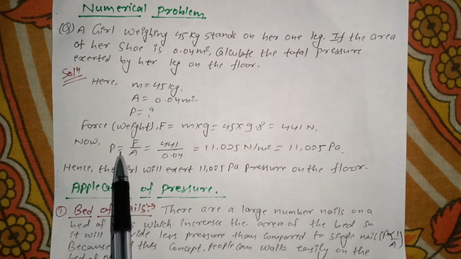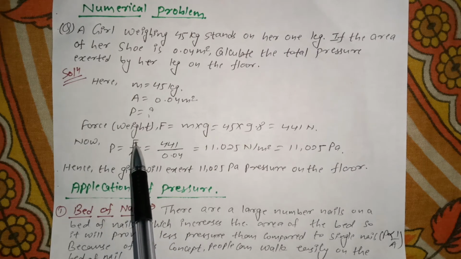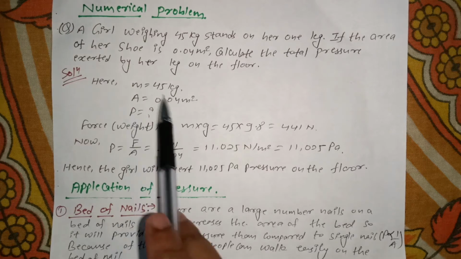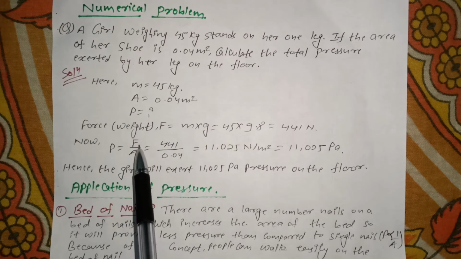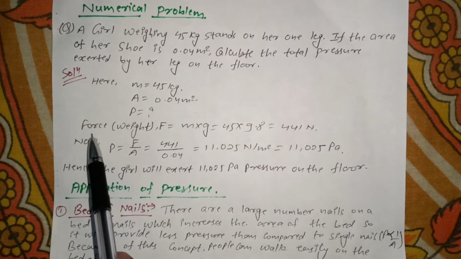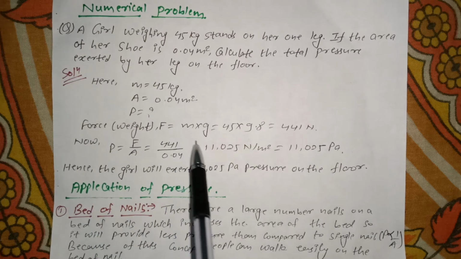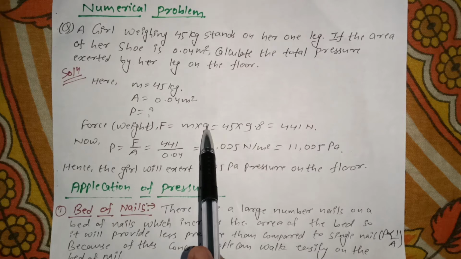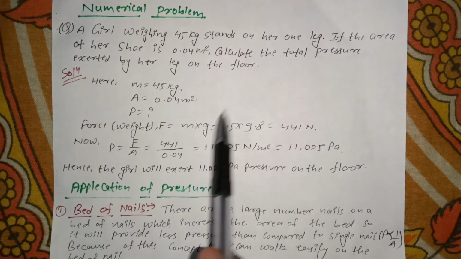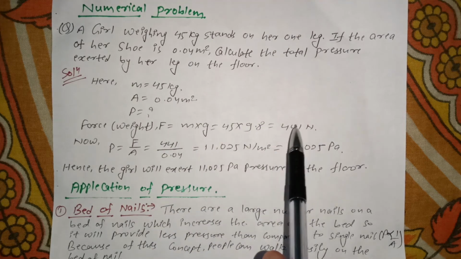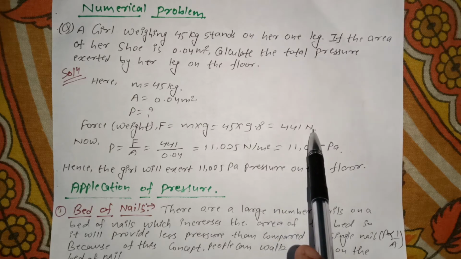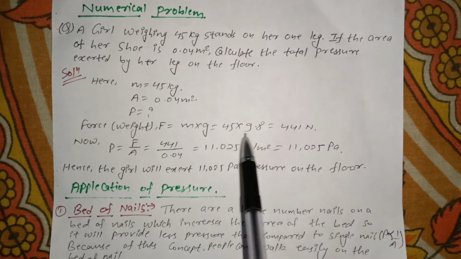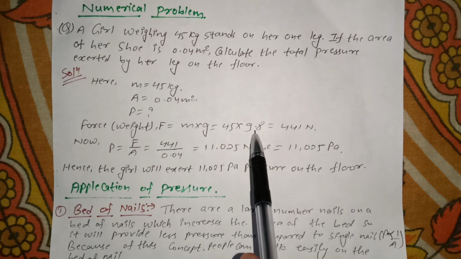Now from the formula of pressure we know that P is equal to F by A. Here A is given but we need to calculate the force, right? So the formula of force is m into g, where m is the mass and g is the acceleration due to gravity. If we multiply them, we will get the value of force, that is 441 Newton. Here the value of g is 9.8 meter per second square.